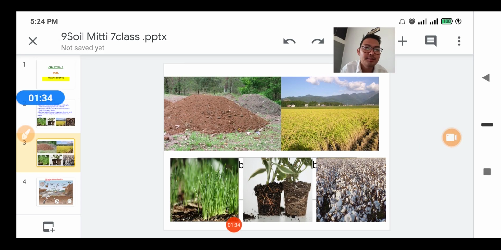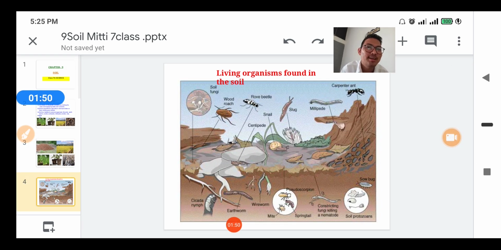So here in the picture you can see a pile of soil, beautiful greenery of crops, and here you see the cotton field, and this is the green plant in all its glory. So here you see an elaborated slide on living organisms which are found in soil.